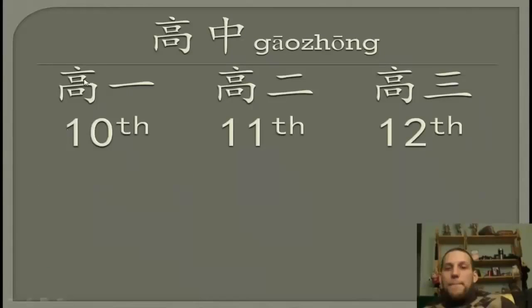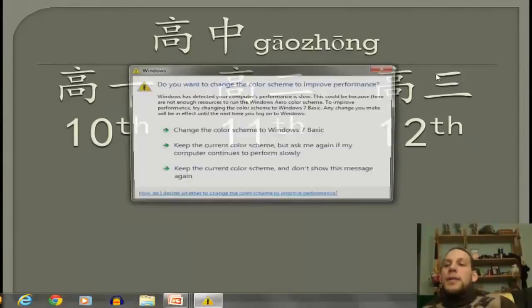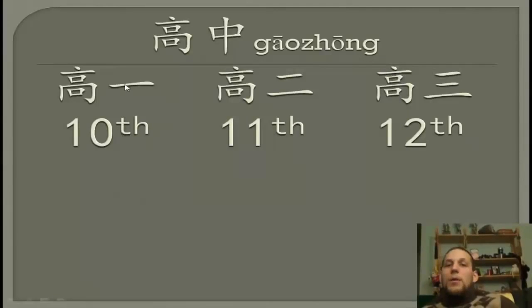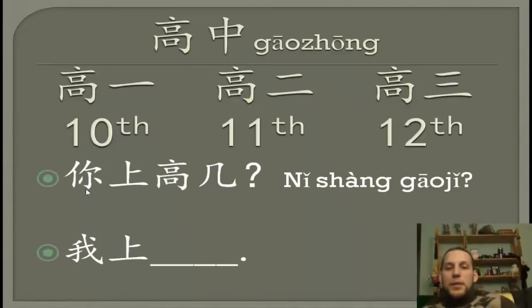All right. For high school, we have 高中. So this follows the same pattern as middle school did. We'll say 高一, 高二, and 高三. So to ask the question, here we say 你上高几?